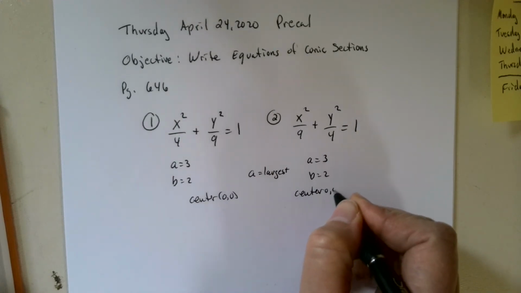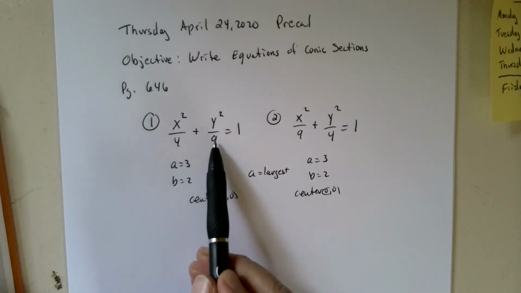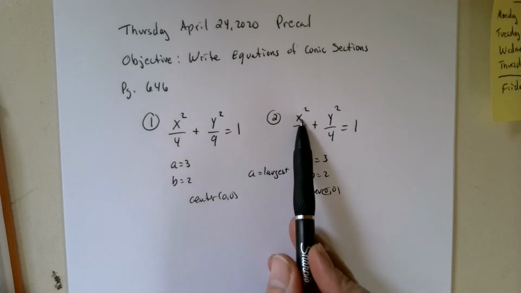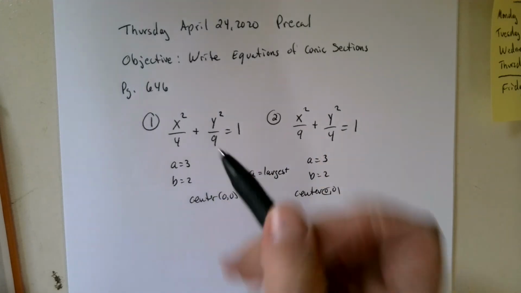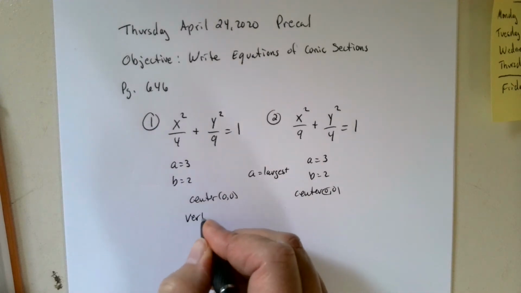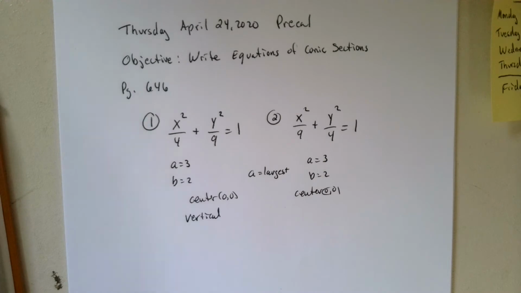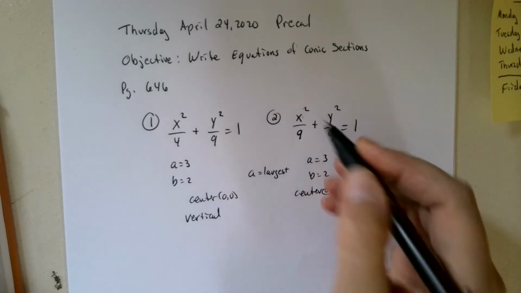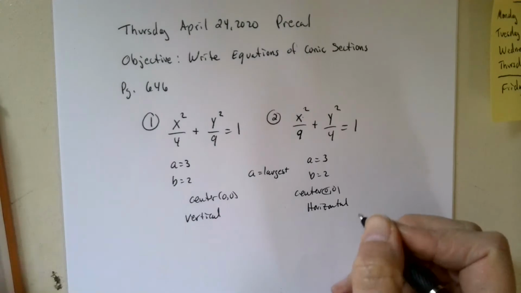So the only difference between these two equations is that for this one, the 9 is underneath the y, and for number 2, the 9 is underneath the x. So if the larger denominator is underneath the y, that means that this is a vertical ellipse, which means it is taller than it is wide. And here the 9 is underneath the x, so that makes it a horizontal ellipse.